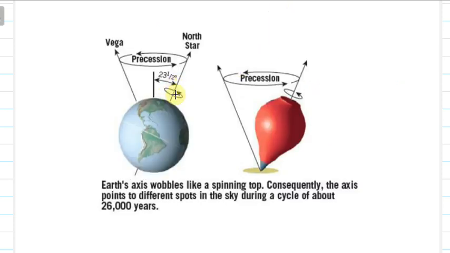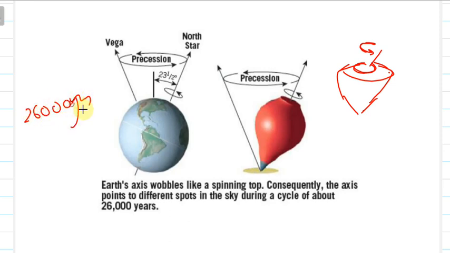Similarly, Earth's axis also precesses. Okay, like most of you might have played with a top, which is a toy, and when this toy is rotating, its axis is also rotating. Okay, so this rotation of the axis is known as precession. So this precession also changes its position. 26,000 years is the course of time through which it changes its position.